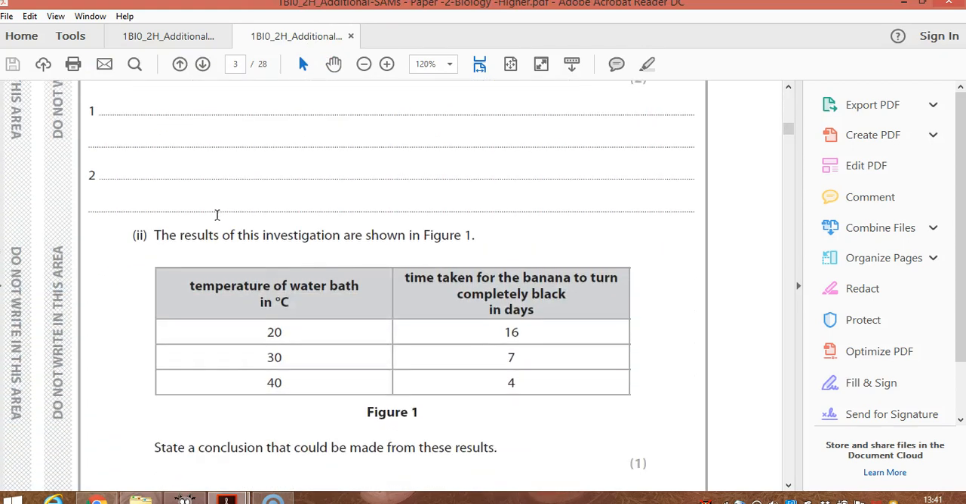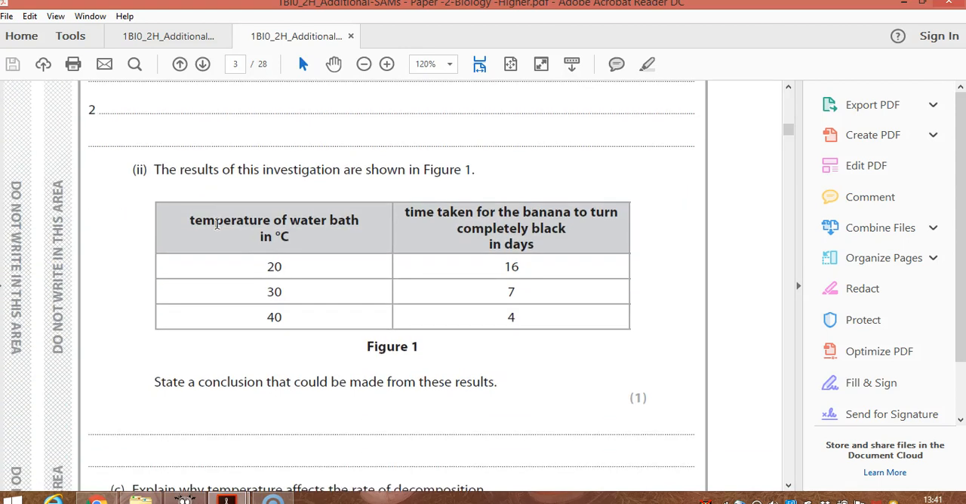The results of this investigation are shown in figure 1. So the temperature of the water bath is 20, 30, 40. The time taken for the banana to turn completely black in days. So if in a 20 degree water bath it takes 16 days, in a 30 degree water bath it takes 7 days, in a 40 degree water bath it takes 4 days.